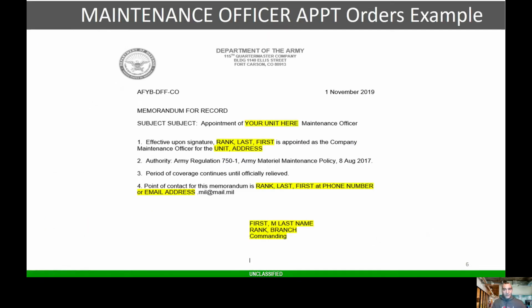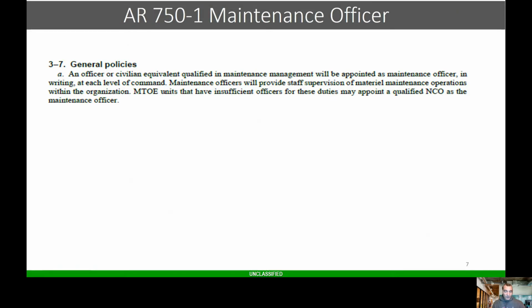So this is just an example for you guys out there. If you want a copy of this, let me know. But this is your maintenance officer appointment orders. Pretty self-explanatory on this one. So here you go, 3-7. General policies in 750-1 states an officer or civilian equivalent qualified in maintenance management will be appointed as a maintenance officer in writing, and that's at each level of command. For me, we have our companies, and then we also have our battalion maintenance officer, which is usually our battalion XO, but that's right out of the regulation there.